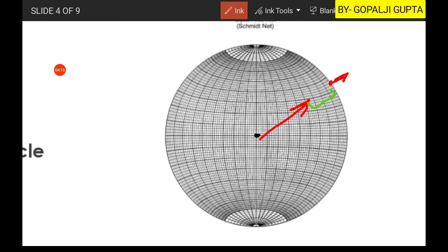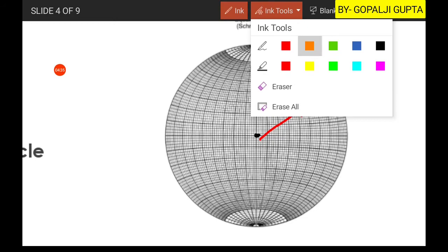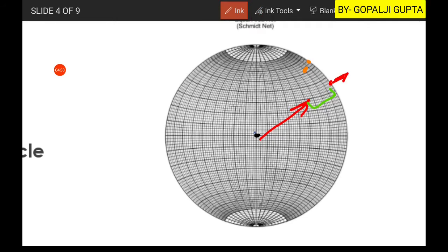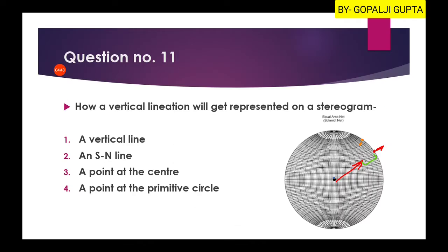from here to here, this much. So definitely when we mark the point close to the periphery, that means the amount of plunge is less, and if we plot it exactly at the periphery, that means it is a horizontal line. And as we move towards the center, the inclination increases, and as we reach the center, the inclination becomes 90 degrees. So here it is asking about a vertical lineation, that means 90 degrees.